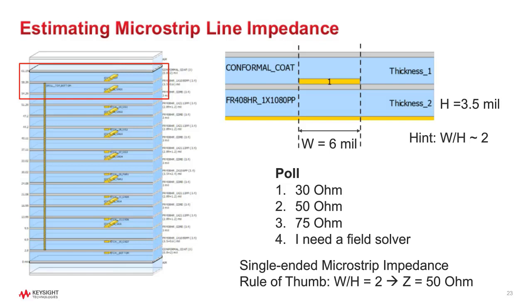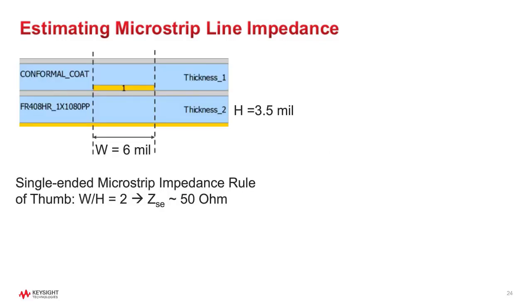And we'll see a demo of a 2D field solver that actually illustrates this rule of thumb later on. So just remember W over H is 2, 50 ohms for a microstrip in FR4. Now next is the differential impedance, because USB needs differential traces, differential signaling.